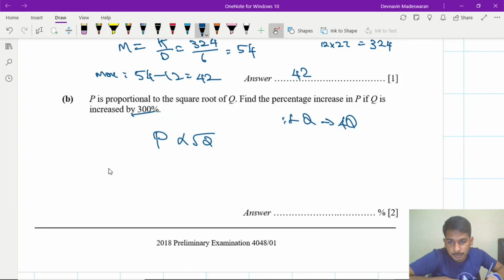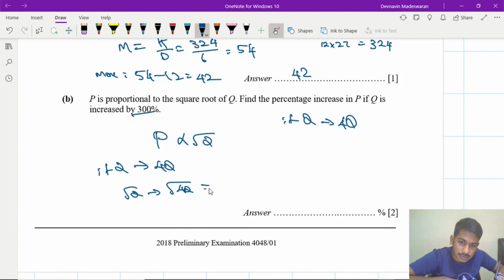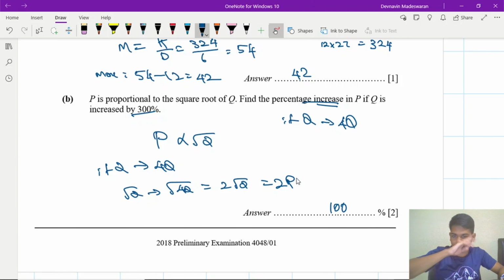Okay, if Q becomes 4Q, then square root Q becomes square root 4Q, which is the same thing as 2 square root Q. So that means it's doubled. So P, what percentage increase? P increased by 100% because it becomes 2P. Okay, cool.